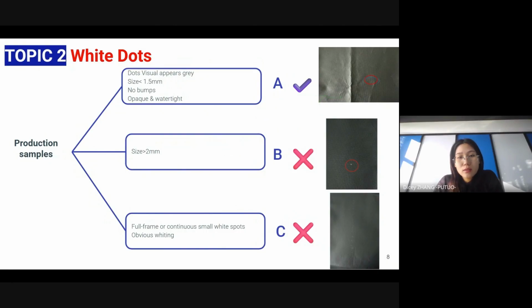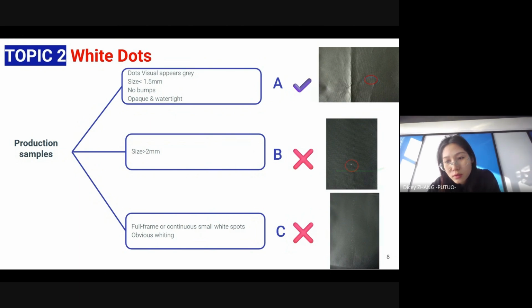So what are the details? The first should be that the dot visually appears gray, not white, and the size is less than 1.5 millimeters. No bumps, okay, and watertight. This can be acceptable. But if the size is more than 2 millimeters like this, and all the white dots are obvious and continuous like this, it can't be acceptable. This is the first case.